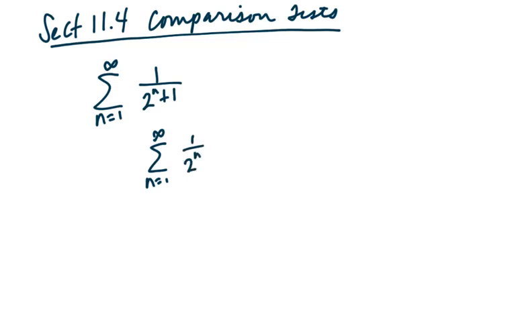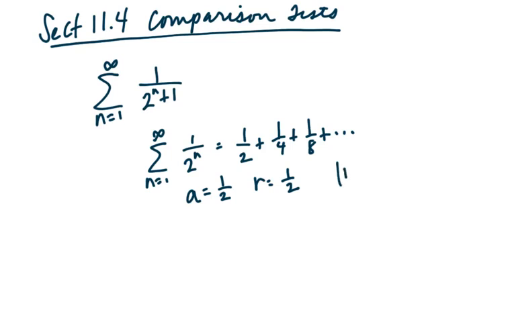Now when we look at this series, this is 1/2, 1/4, 1/8. This one's geometric because we have multiple powers of n. So it's a geometric series with a equals 1/2 and r equals 1/2. Since the absolute value of r is less than 1, this series is convergent. So that should help us with the other series.